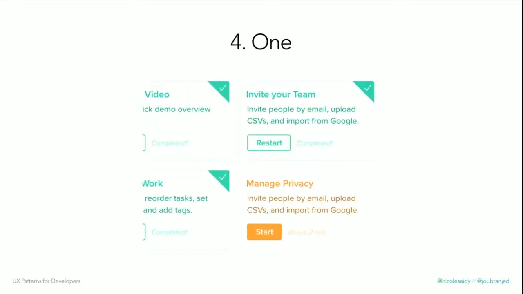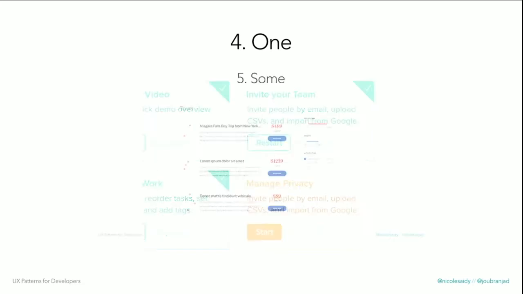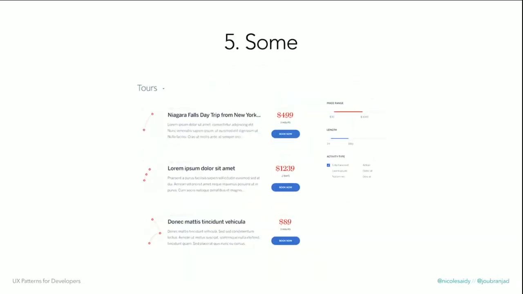The one state is when you have one item to show in a list, for example, or one item left. So we also have to consider this one state. What happens when you have one of something? The some state is basically the ideal state. This is where you have some items in a list, for example.